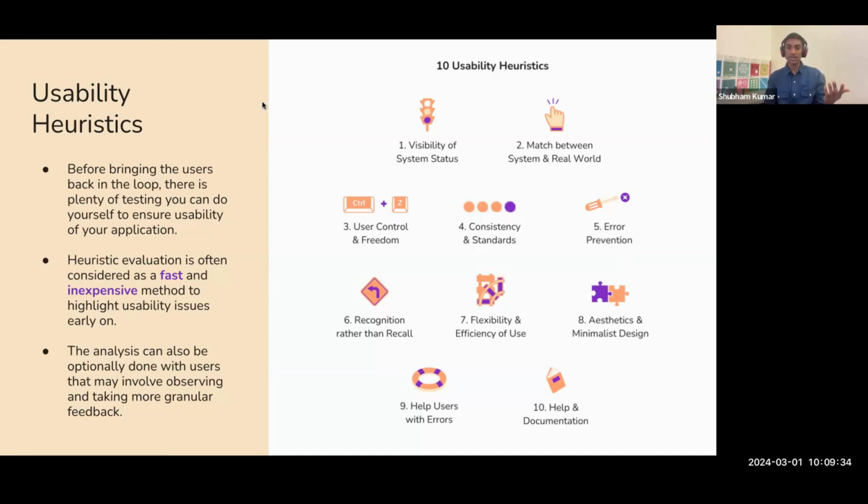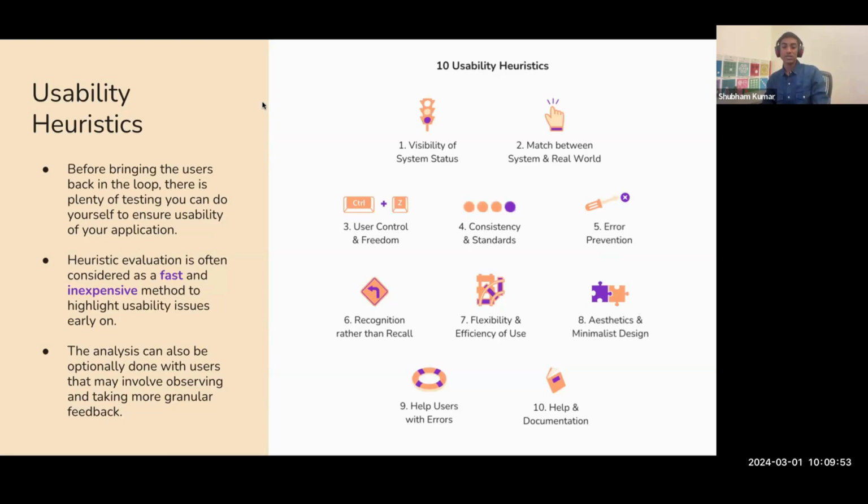The second one is match between system and real world. It's about speaking the user's language and organizing information in a way that mirrors how they think and operate in the real world. This can be done by using familiar terms and conventions to guide users through the interface seamlessly.